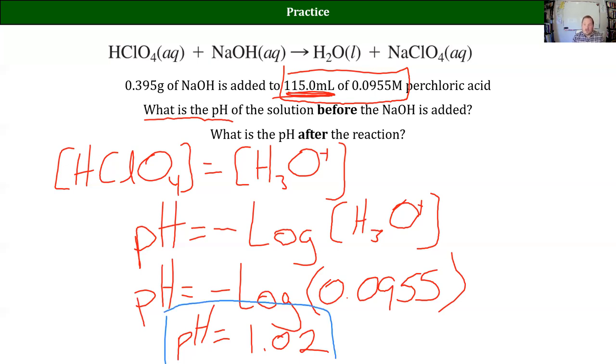So that's all that we need. If you're just talking about a solution, finding the pH is simple. As long as it's a strong acid or a strong base, you just take the negative log of that. If it's a strong base solution, when you take the negative log, you're getting pOH, but then from there, it's easy to get to pH. If it's a strong acid, you're already there.